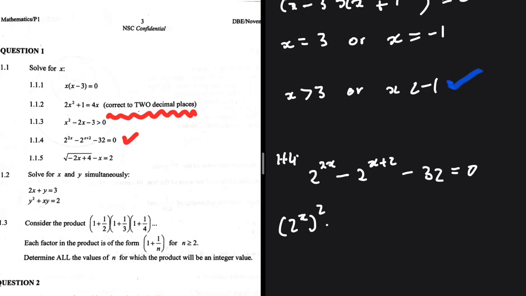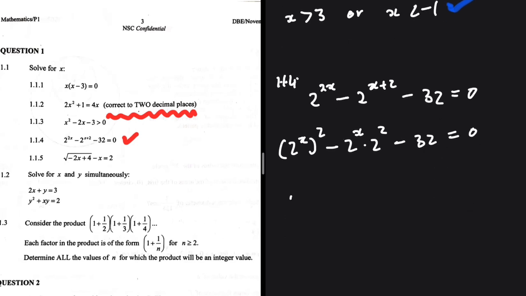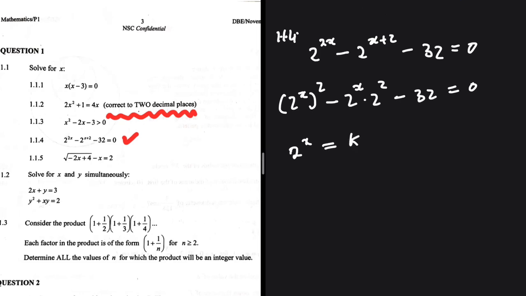And then here we can write minus 2 to the power x multiplied by 2 to the power 2, because when we multiply numbers with the same base, we add the exponents. So that is totally fine. And this we can leave as minus 32, and this is equal to 0. So we can let 2 to the power x be equal to k. In doing that, we will therefore have k squared minus 2 squared is 4, so we have minus 4k minus 32 being equal to 0.